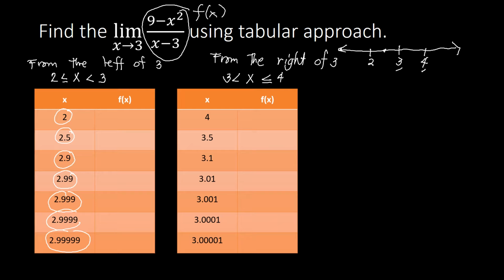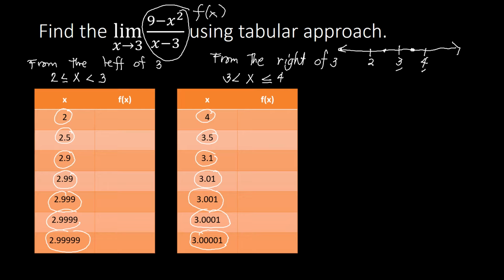Meaning to say, we start with the number 4 and then move closer to 3. Some of you might say 4.5, but no, that is farther from 3. We will be moving closer, so what we use now is 3.5. Next, we've got 3.1, which is closer to 3. Moving closer, we've got 3.01, then 3.001, 3.0001, 3.00001. Those are the values that we need to consider.